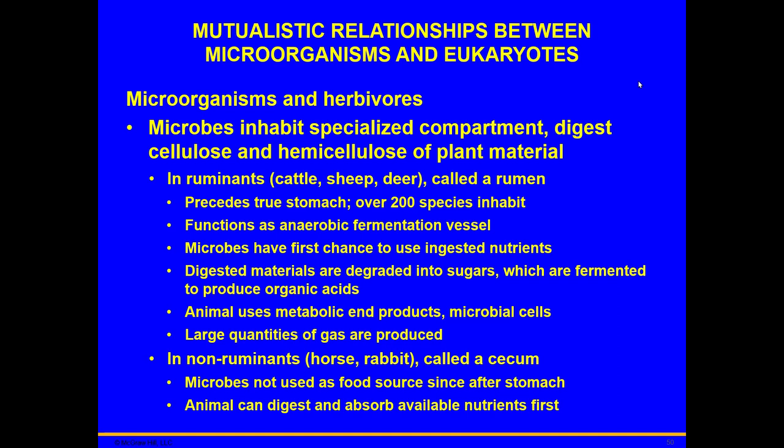But what about non-ruminants, horse, rabbit, etc.? The interesting thing is their structure is a little bit different. They have this expansion around the large intestine called a cecum. Now, the microbes are not going to be used as a food source since this is really after the stomach. But the cecum helps the animal to digest and absorb available nutrients first.